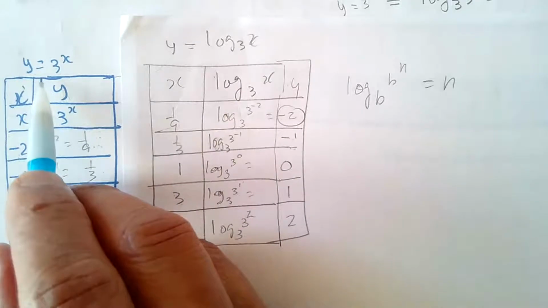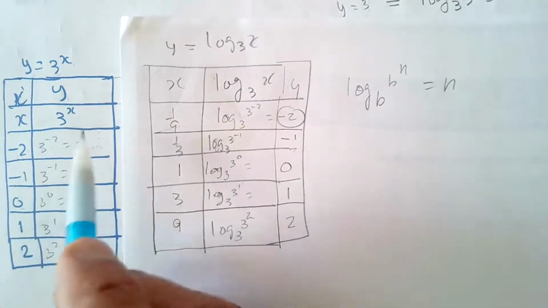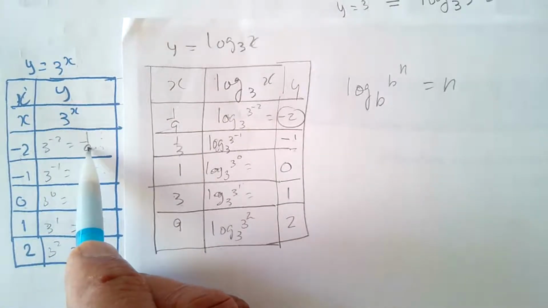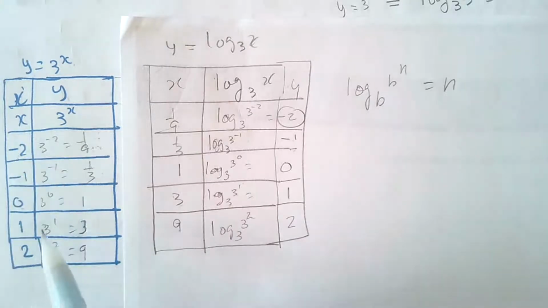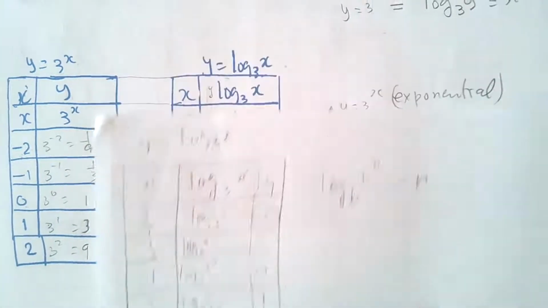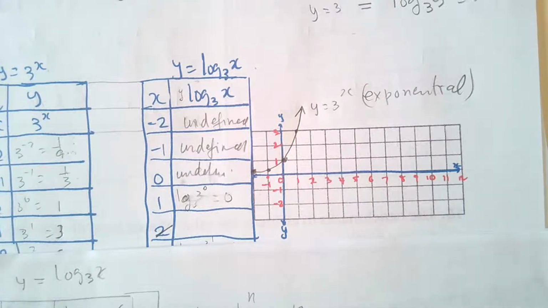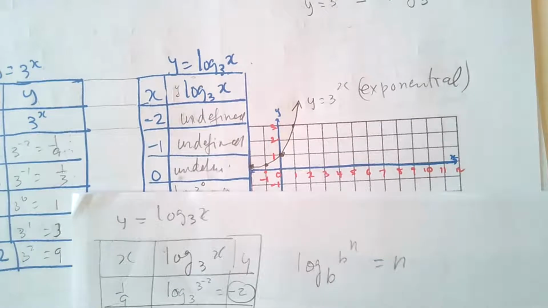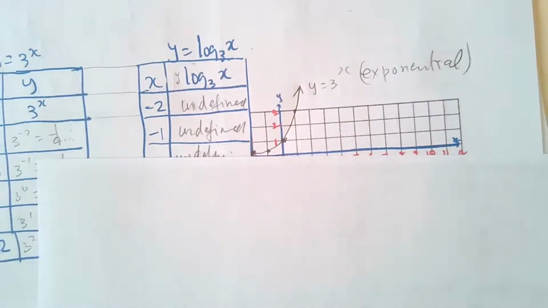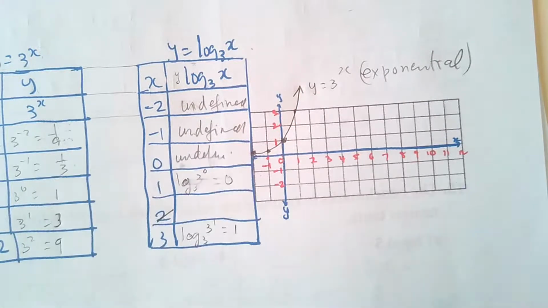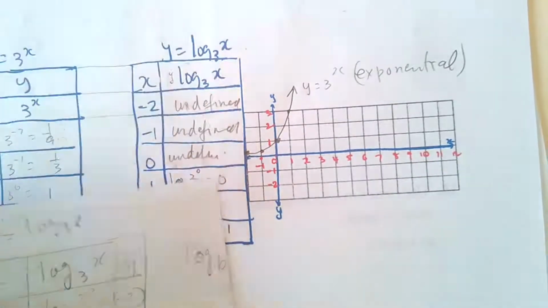It's much easier to find the exponential and then switch or interchange. This becomes the x for the log. These are all the x and these become the y. Now I'll plot these points. So these are my coordinates.